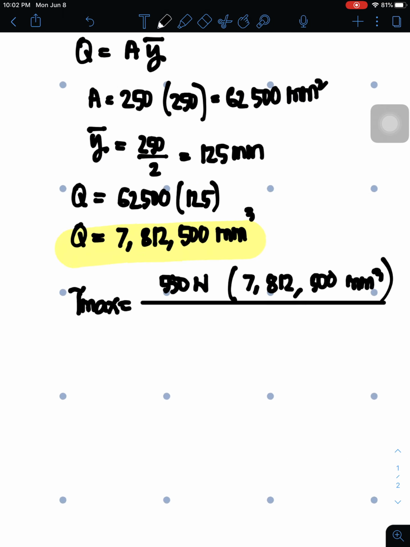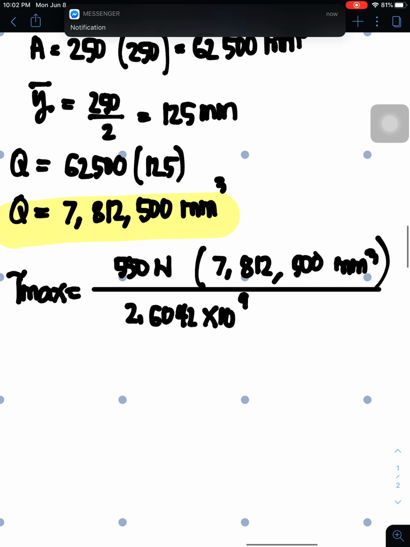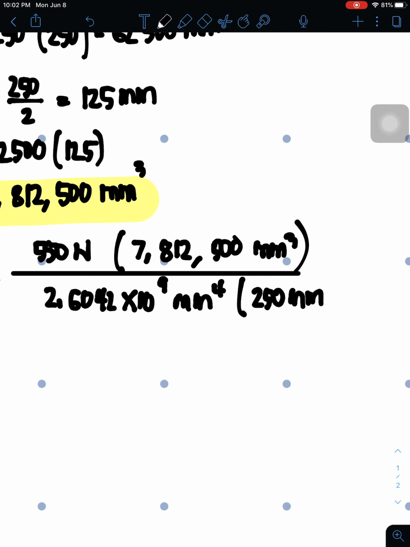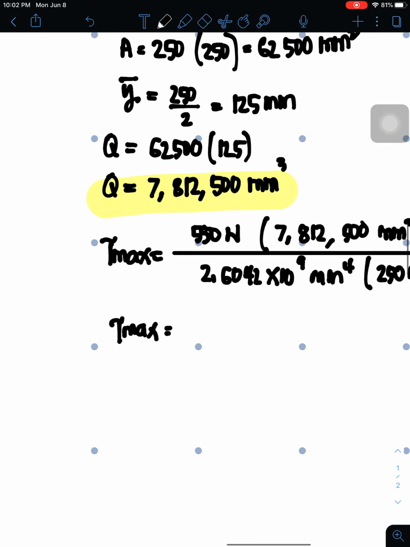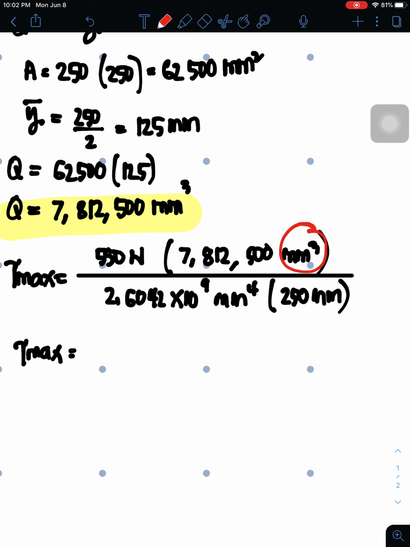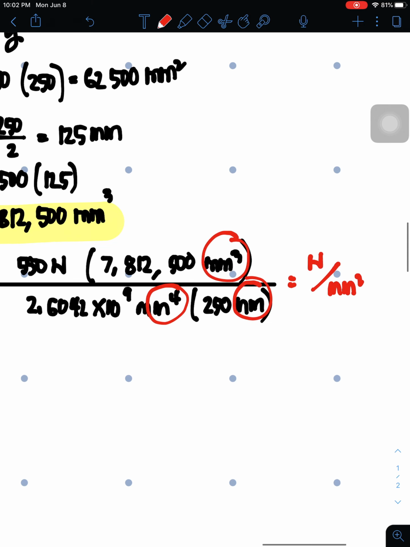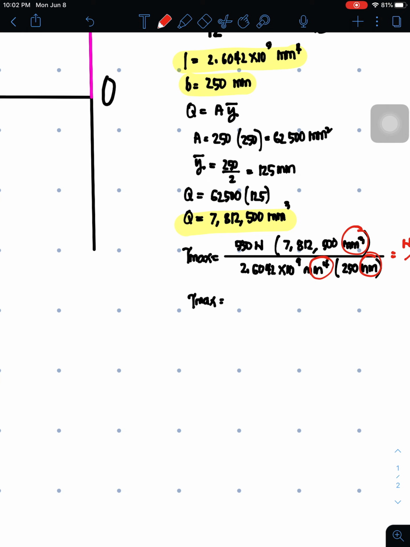Then of course our I is 2.6042 times 10 to the 9th power, and this is mm to the 4th, times the base of 250 mm, and this is our shear stress maximum. So let's try to cancel out some of the units. If you try to observe, we have m cube here and m to the 5th power. So ang mahabilin nga unit, it's going to be Newton per square millimeter, and this is equal to megapascal. Right, so let's calculate. 550 times 7,812,500 divided by 2.6042 times 10 to the 9th power times 250.